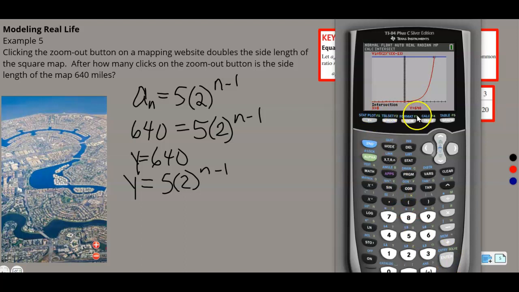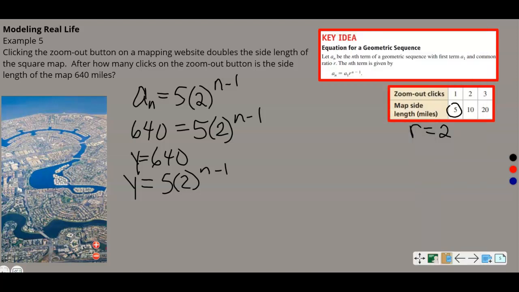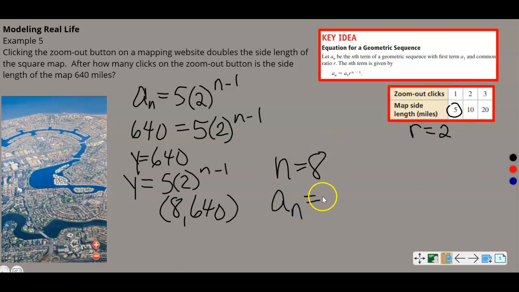Okay, so 8, 640. So that's where the two lines intersect. So 8 and 640. So that means when n is 8, that means 8 clicks on zoom means the side length of the map will be 640. So a sub n equals 640. So a sub 8 equals 640.